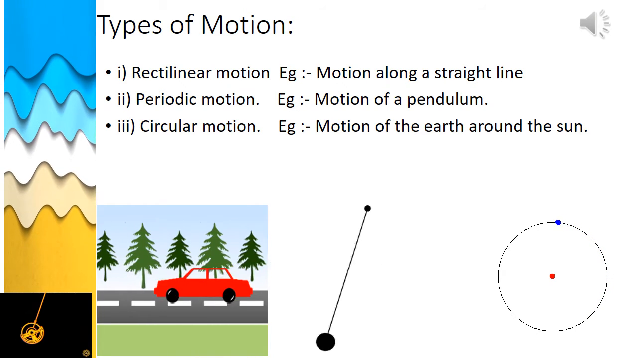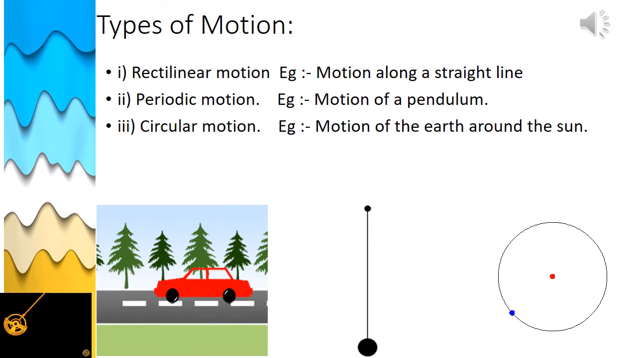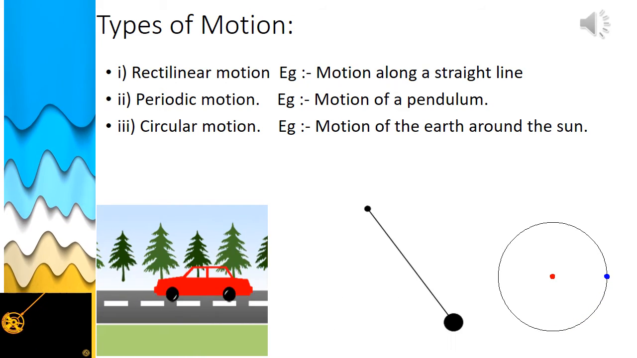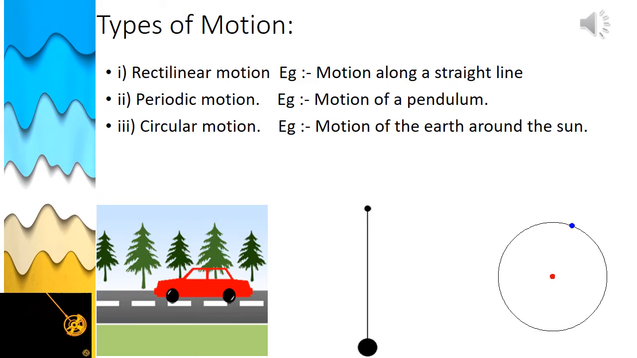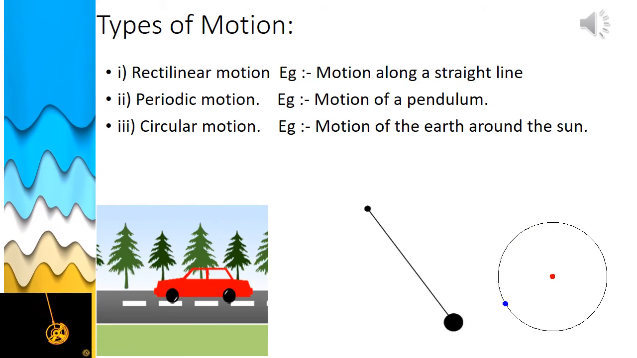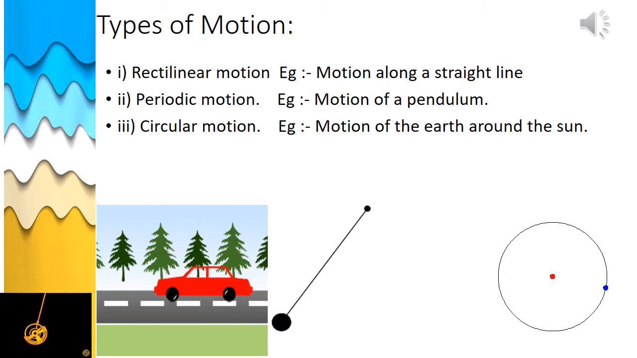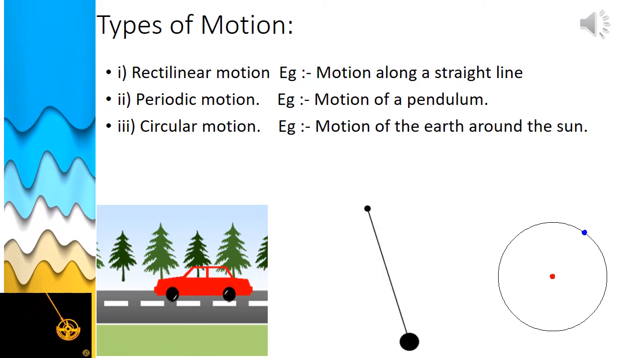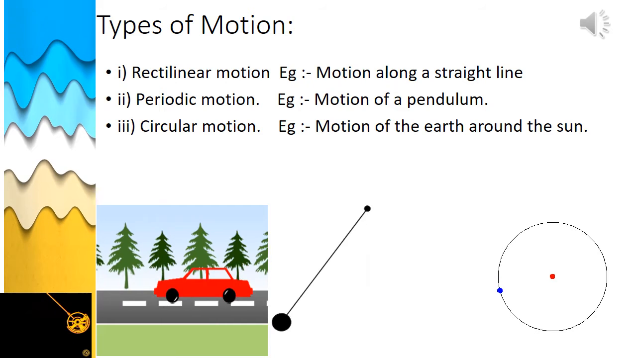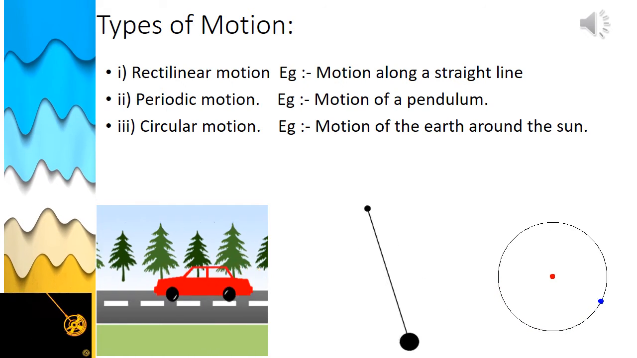Circular motion. The object which moves along a circular path is said to be in circular motion. For example, here you can see the blue point is moving on a circular path. So this motion of the blue point is a circular motion.